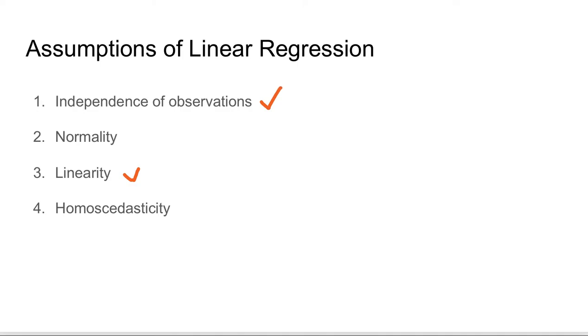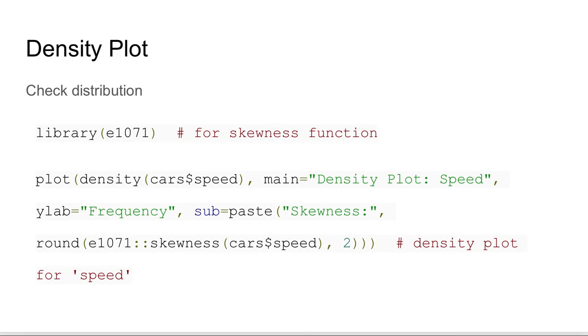And then we need to check the normality. How do we check the normality? Previously, we learned we can use the histogram to check the normality, and here we introduce a new function, the density plot.